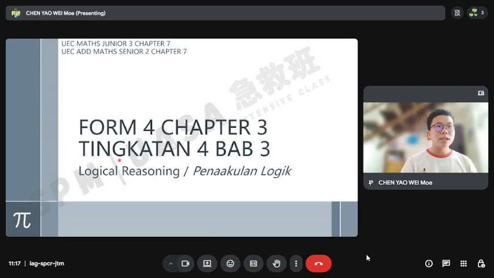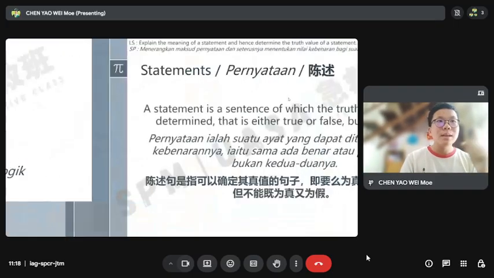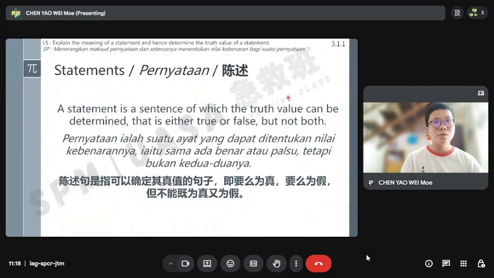Now we talk about logic. If we have logic, we have a statement. A statement is a sentence whose true value can be determined. That is either true or false, but not both. In simple words, statement equals sentence. The sentence can have its true value determined, either true or false, either correct or not. And the sentence cannot be a question, an exclamation, or an order.